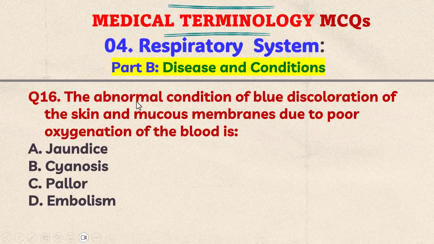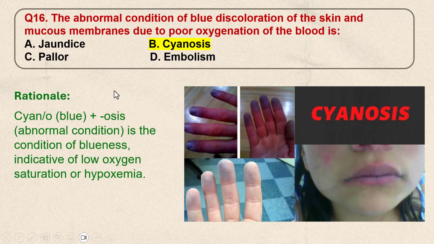Question number 16. The abnormal condition of blue discoloration of the skin and mucous membranes due to poor oxygenation of the blood is A, jaundice, B, cyanosis, C, pallor, D, embolism. Think the answer. The correct answer is cyanosis. You can see the cyanosis, bluish discoloration of the skin and the mucosa. So cyano means blue, osis means abnormal condition. It is the condition of blueness, so indicative of low oxygen saturation.